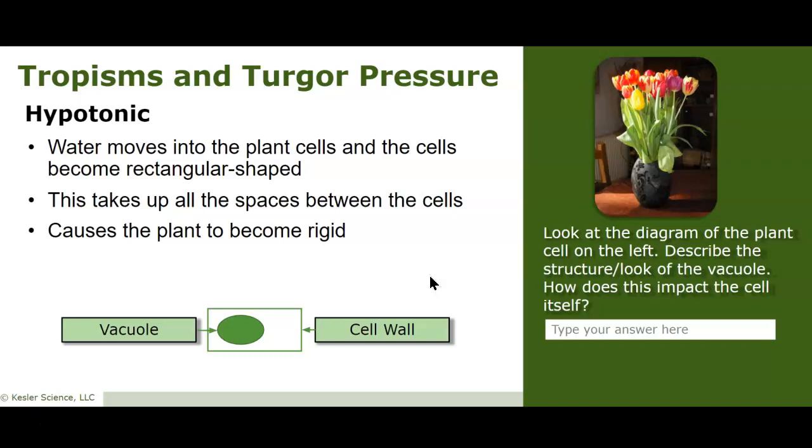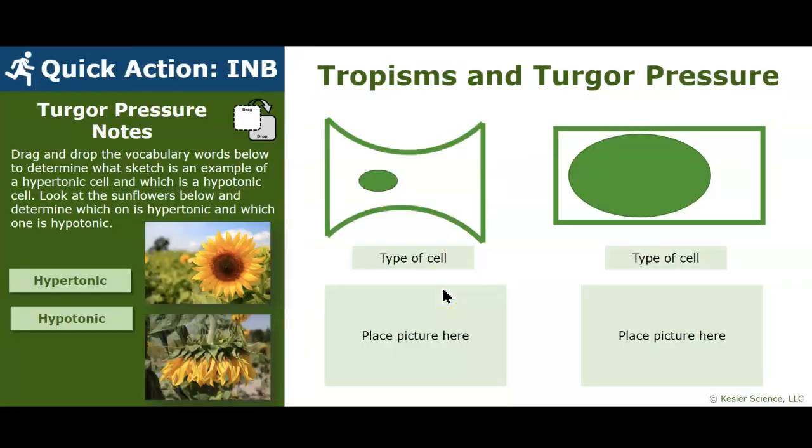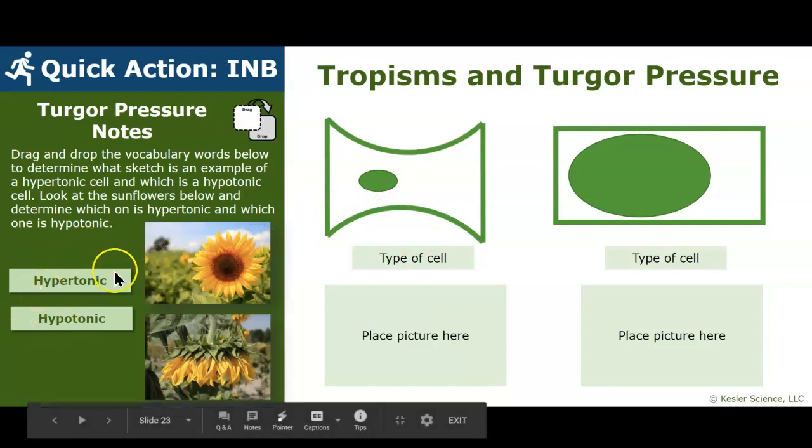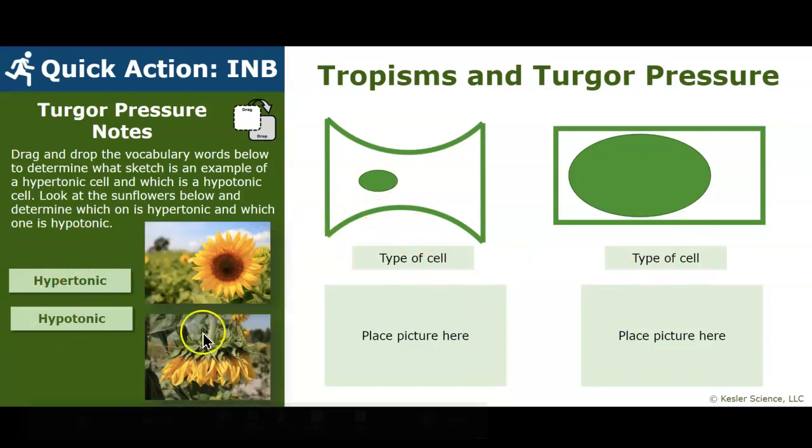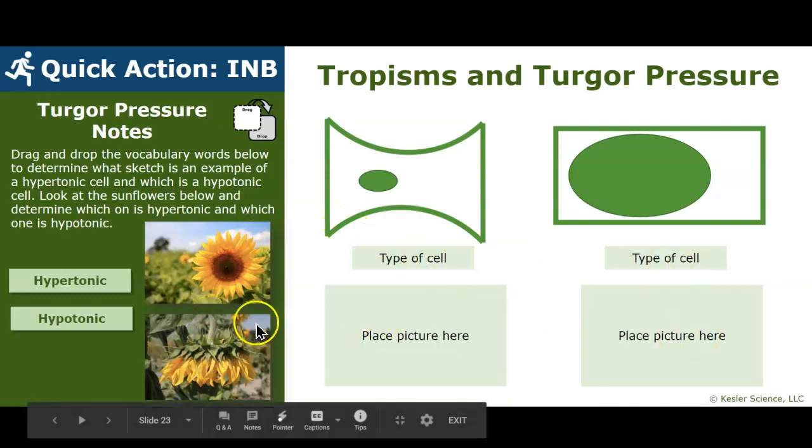Hypotonic means the water is moving into the plant cells and the cells become rectangular shaped. And it takes up all the spaces in between the cells and the plant becomes rigid. And you can see here how this plant is standing tall because the cells are full of water. So you are going to pull the correct label over here and then the correct picture over here.